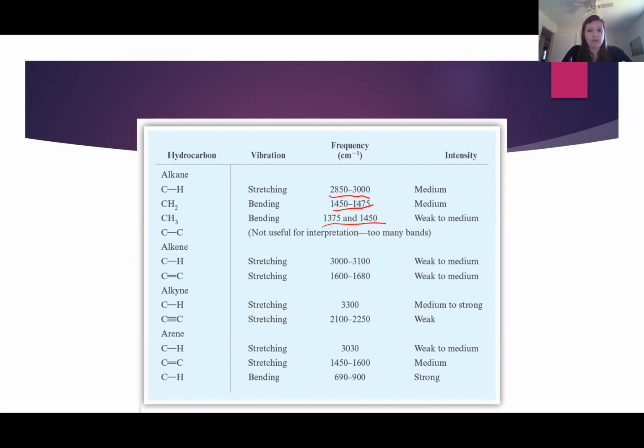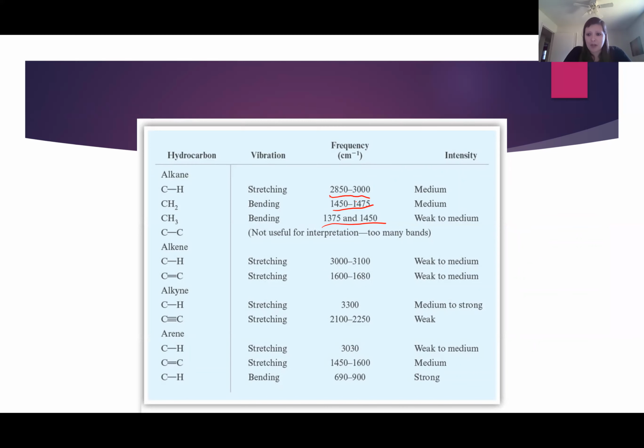Now, these are average numbers, okay? Everything can shift just a little bit. Do not take this as it has to be at 2850, otherwise it's not an alkane, okay? They will show up at about the same spot, but electronegative atoms and other things can shift it just a little bit. This is a general representative area in which you will see peaks for alkanes, alkenes, alkynes, and arenes.